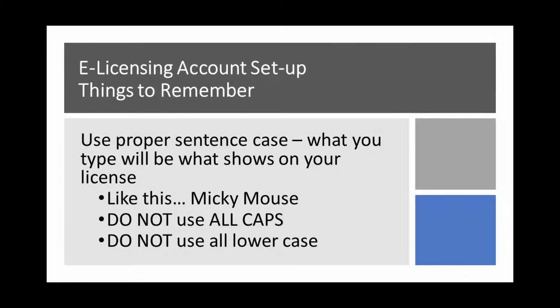As you begin to complete the application process for setting up your username and password, it is important that you use proper sentence case when filling out any of the forms that you're presented with. You should be using a capital first letter, lowercase the rest of the word, on all of the information you provide. Do not use all caps and do not use all lowercase. Please use sentence case. This is very important, as all documentation, whether it's a letter, a certificate, or a license, will be printed exactly as it is entered into the e-licensing system.